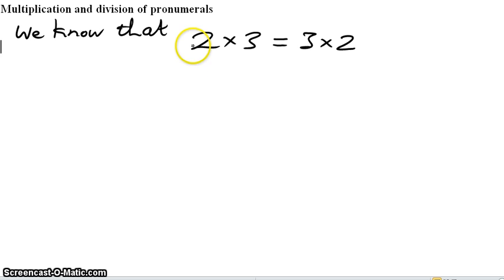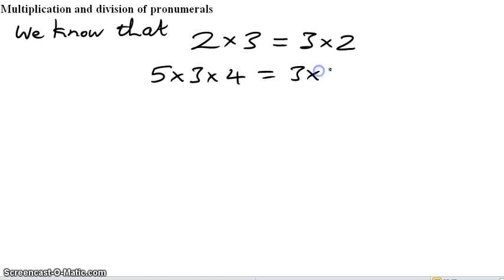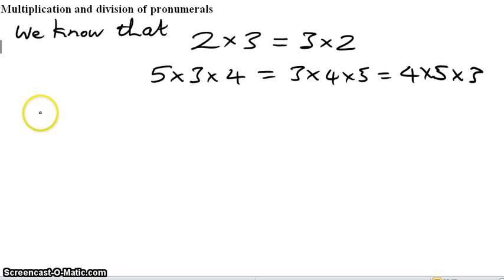Okay. It doesn't matter what we use, so I could say 5 times 3 times 4 is the same as 3 times 4 times 5, which is the same as 4 times 5 times 3, and so on. So multiplication is what we call commutative. It means that you can write it any way around you want. Now, this is true for any number. Now, any number could be given a letter.